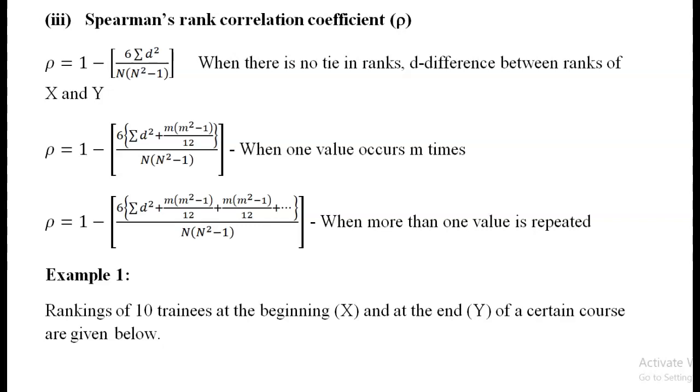Then if there is one tie between ranks, we can go for this formula: rho equal to 1 minus 6 times the summation d square plus m times m square minus 1 divided by 12, the whole divided by n times n square minus 1. And if there is more than one tie, we can go with this formula. Here the term m times m square minus 1 divided by 12 is repeated as many times as ranks are repeated. Now we will see the problems one by one.